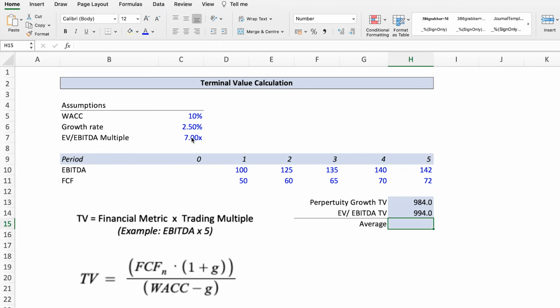So that's 994. Then just for this one, I'm going to average them out. So get the average formula and then times it. And overall, the two methods should be somewhat similar. If they're not, there might be a problem somewhere.